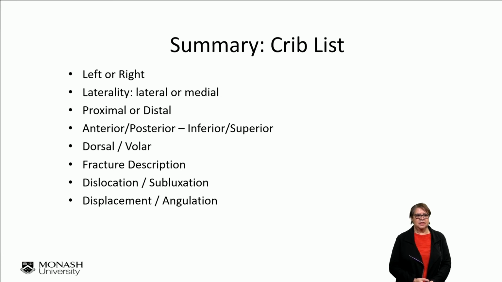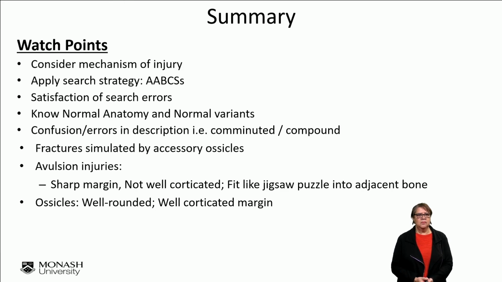And you need to provide a fracture description and make sure that you identify accurately, for example, when you come to the joint, whether there is a dislocation or a subluxation. And when you see a fracture, determine whether it's displaced or whether it has angulation at the fracture point. So some watch points. You need to consider the mechanism of injury, as it can provide you with crucial information as to where you would suspect there might be a pathology, and then apply a systematic search strategy. And as through the presentation materials that you'll receive, it's the ABC strategy that we encourage.